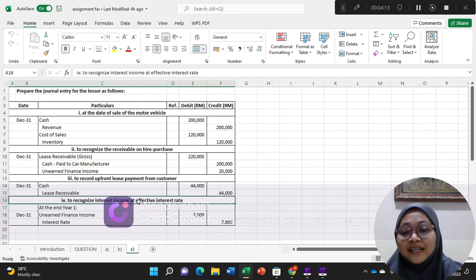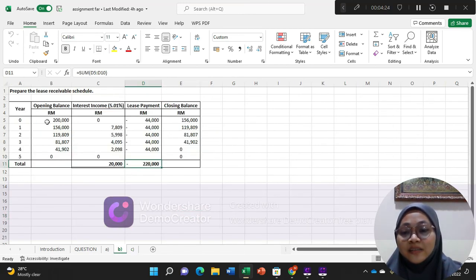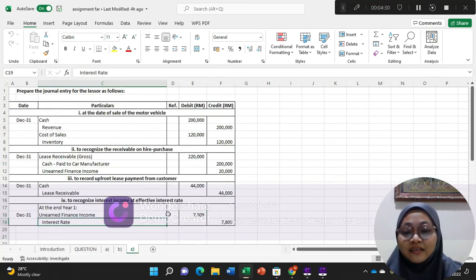4. To recognize interest income at the effective interest rate, at the end of year 1, debit unearned finance income 7,809, which I get from the lease receivable schedule. For year 1, the interest income is 7,809. So credit interest income 7,809.